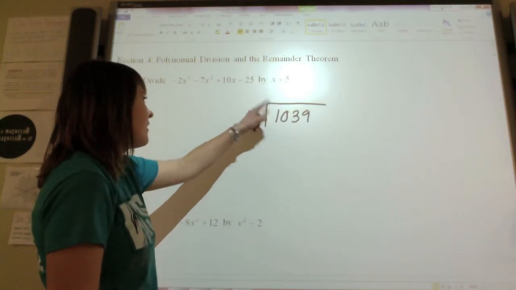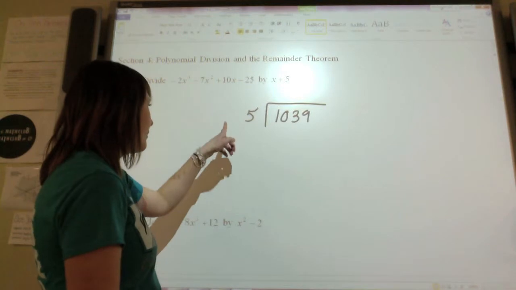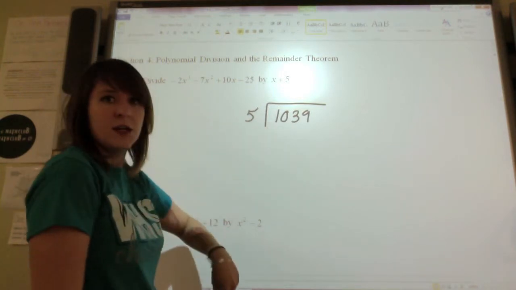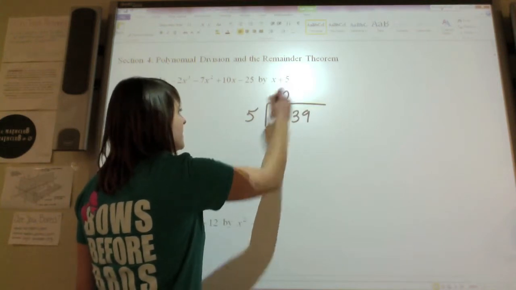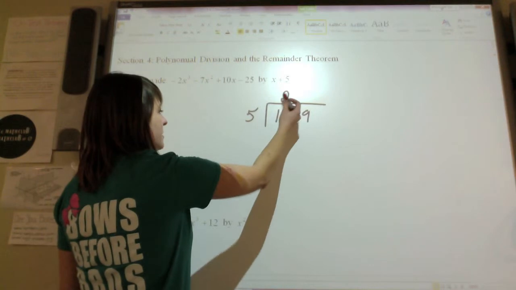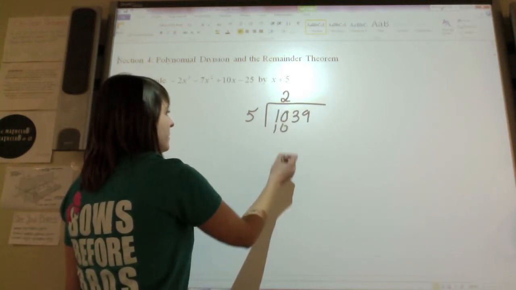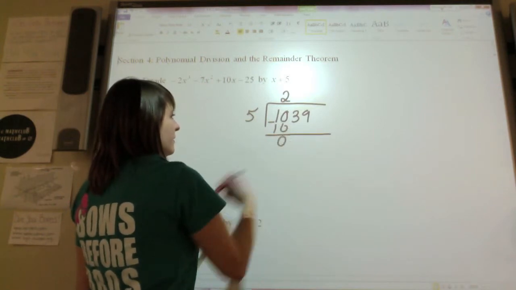So I say, can 5 go into 1? And the answer is no. So then I say, well, how about, can 5 go into 10? Yes, it can go into 10. So it goes into 10 two times. So I write a 2 up top, and then I multiply these two numbers together and write that number down here. Then I subtract those numbers, and I'm left with 0.